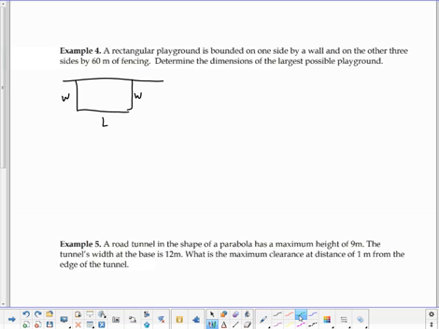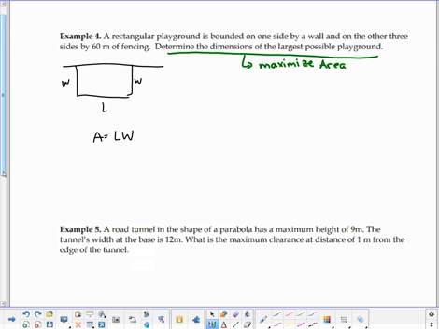So it says determine the dimensions of the largest possible playground. So what does that mean? What are we trying to maximize or minimize? We're maximizing area. And so area is the equation that we want to make. Whatever we're trying to maximize or minimize, that's our equation. So what's the equation for area? Length times width. But then we say, uh-oh, there's a problem. Problem is, yeah, 2 variables. So how do we get rid of one of the variables? What else do they tell us?